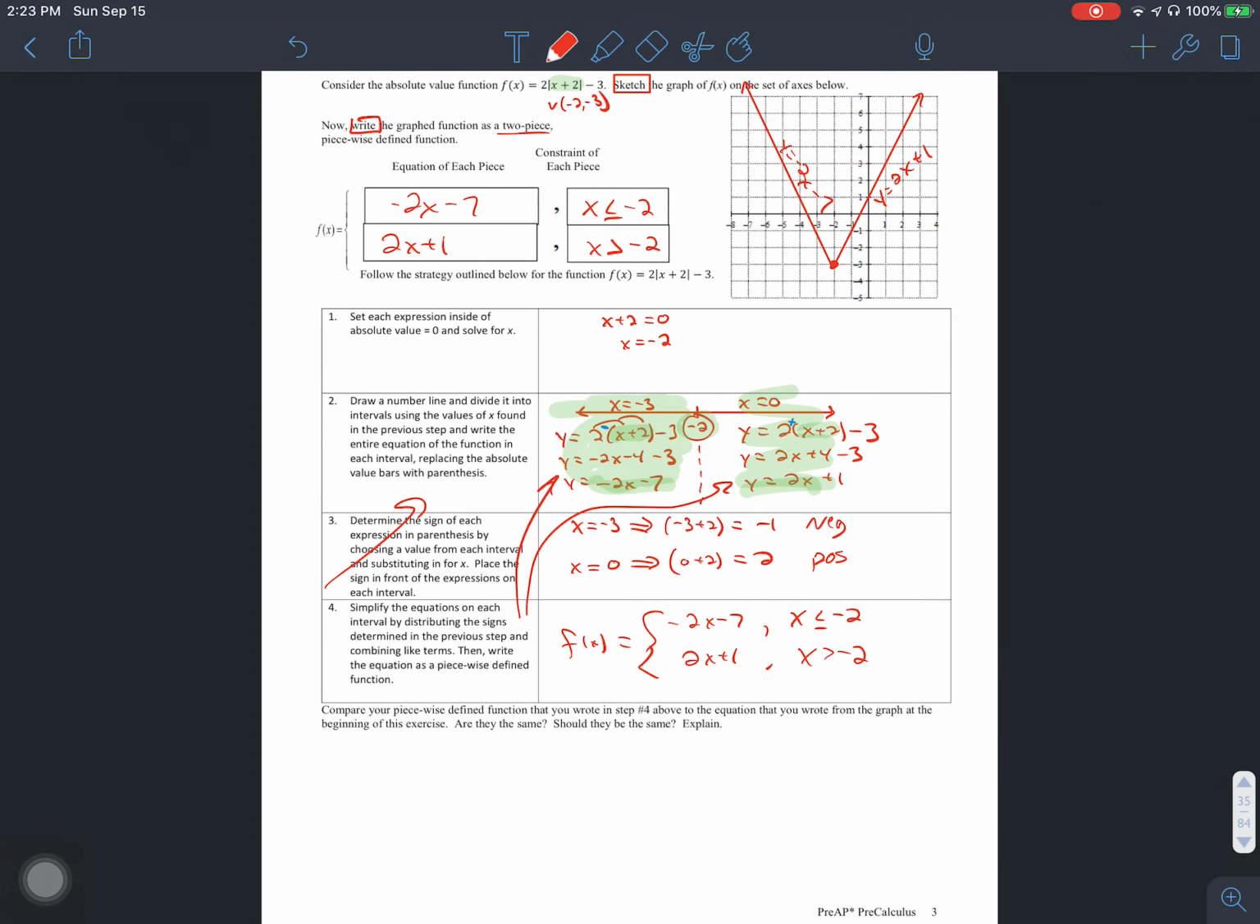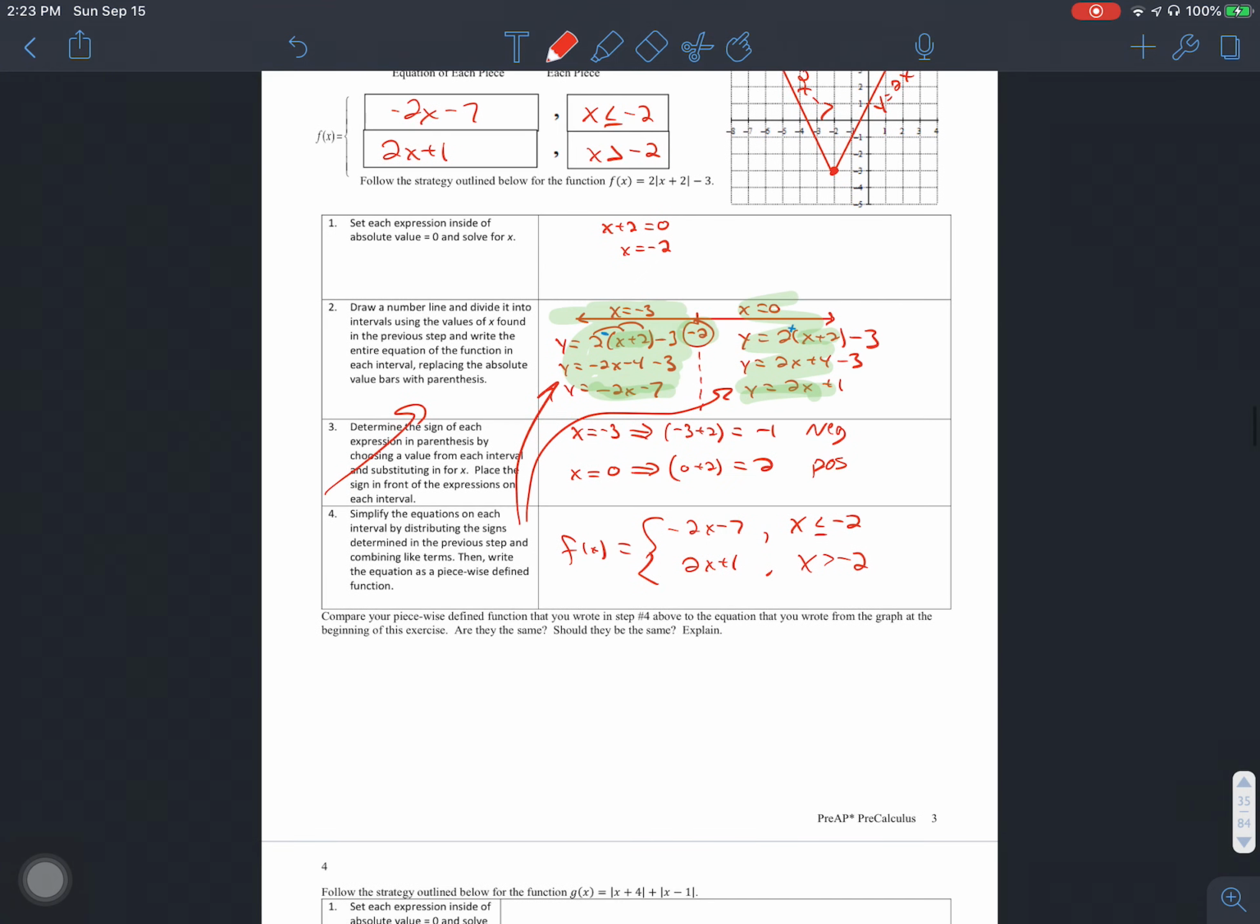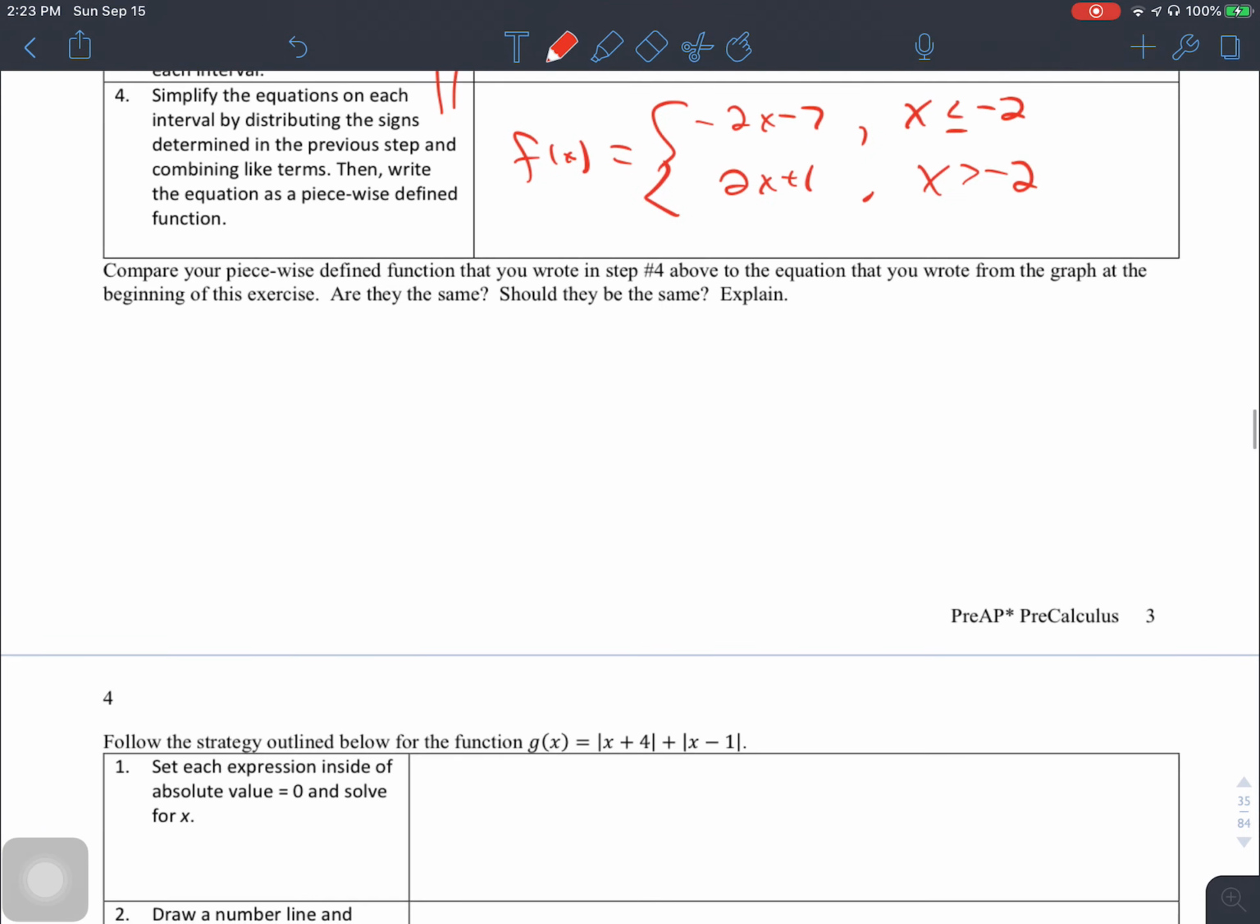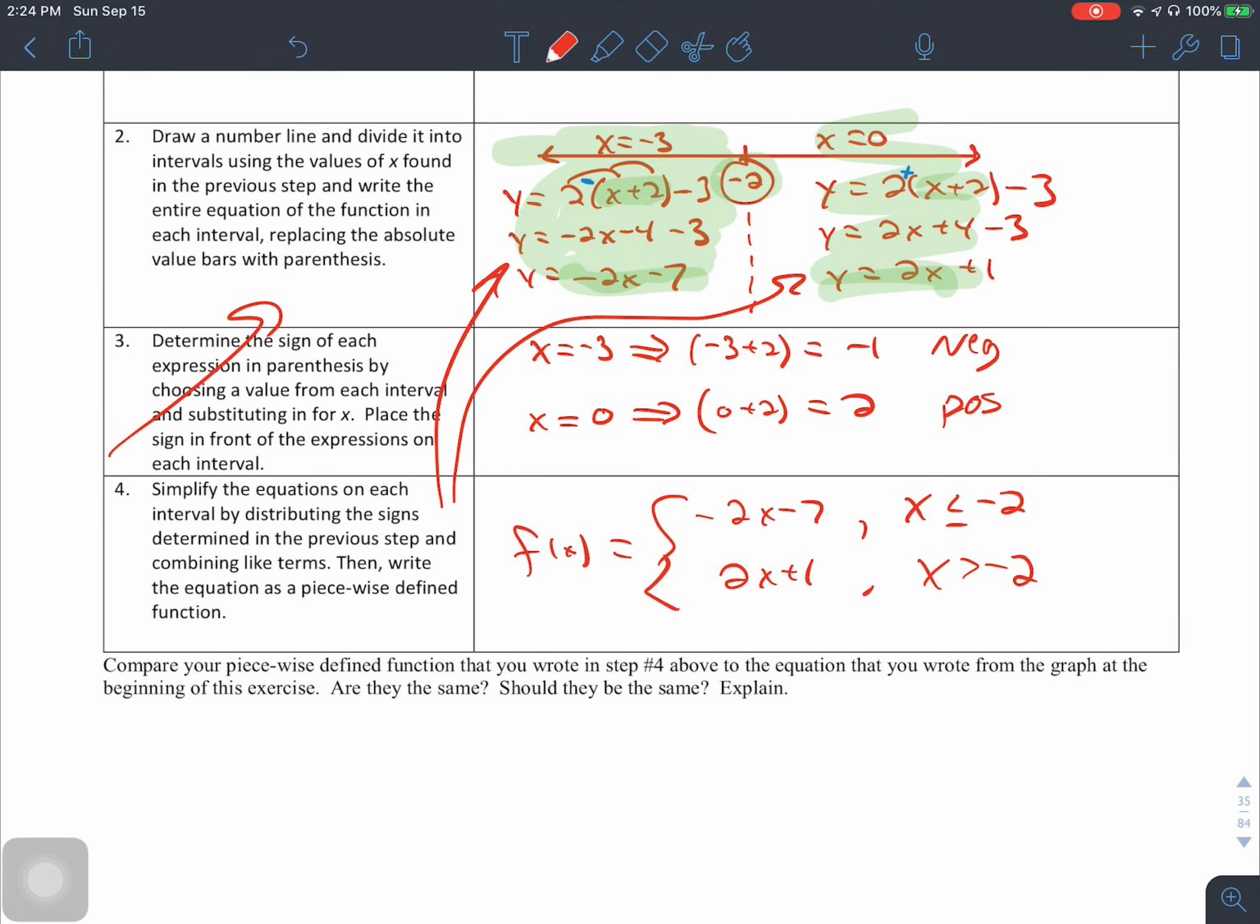That is an analytical way of doing this. It's one example. I'm going to show you a couple more, and hopefully you're going to get more comfortable as I show you more examples. Compare your piecewise defined function, what you wrote in step number 4, to the above equation that you wrote at the beginning. Are they the same?